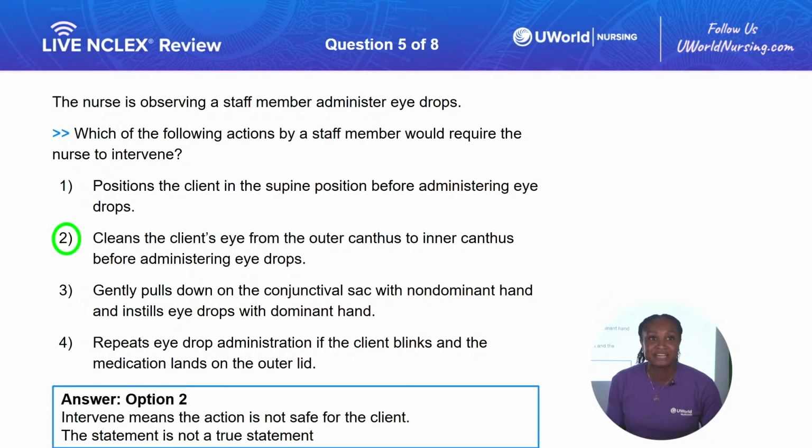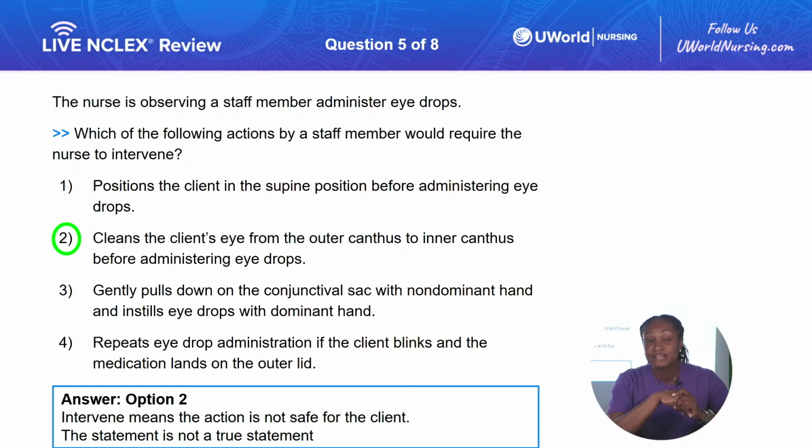Correct answer for this one is option 2, cleanse the eye from the outer canthus to the inner canthus before administering eye drops. So we're looking for an action that is wrong, that requires that intervention for us to fix. With cleaning from the outer canthus to the inner, we could be introducing bacteria from the outside or from their face back into the eye. We never clean from the outside in. We always clean from the inside out. Bring all that bad stuff out of the eye. So that is why that is the correct answer, because we need to intervene with the out to the in.